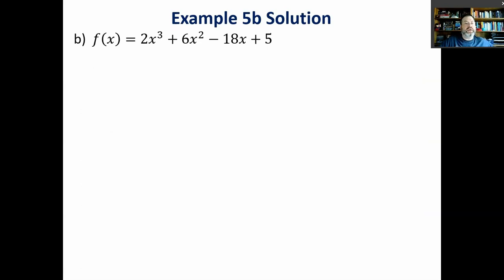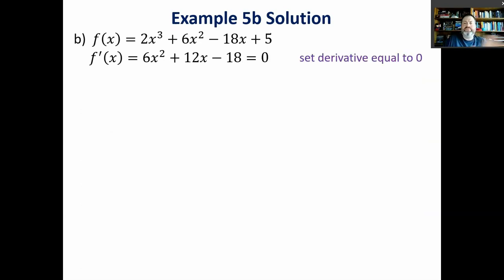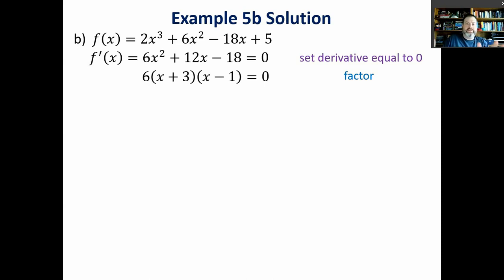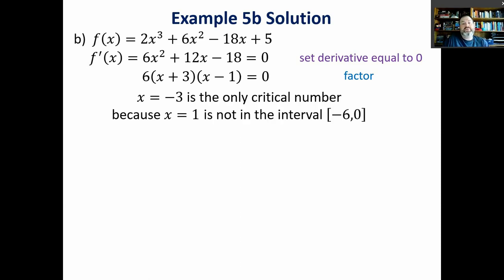All right, let's look at part B. So same function, same thing. We already got it to here in part A, right? And we already know what the critical number should be, but x equals -3 is the only critical number because now x equals 1 is not in our restricted interval for part B. So we only have to check 3 numbers.